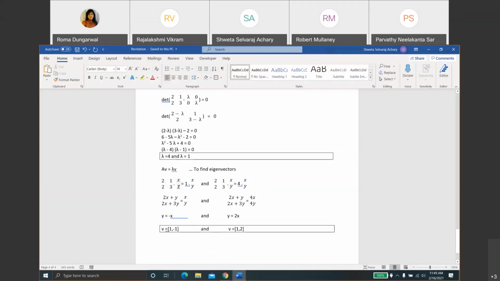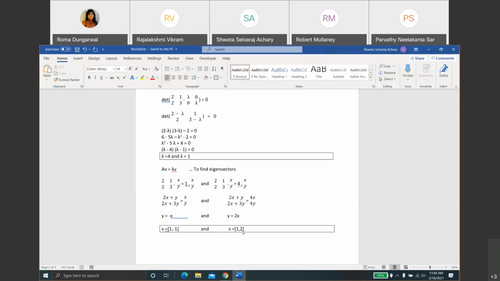So A into V is equal to lambda V. Our first lambda is 1, so A into V equals 1 into V. And the second equation will be A into V equals the second lambda, which was 4, into V. Now, when you solve this, you will get the equations y equals minus x and y equals 2x. When you put the value of x equals 1, you will get the value of y is minus 1. When you put the value of x as 1 in the other equation, you'll get the value of y equals 2. So these two vectors, (1, -1) and (1, 2), are your eigenvectors of the matrix A.